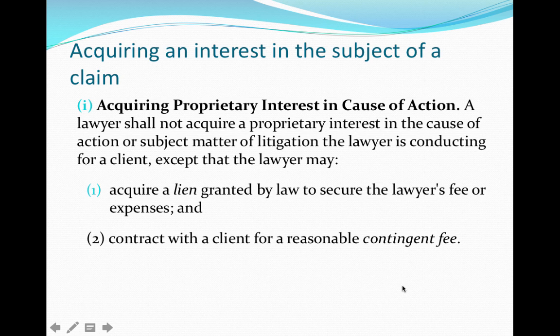So another way that there might be a potential conflict is if the lawyer tries to take some sort of proprietary interest in the cause of action. So the lawyer can't take on a cause of action and say, I'm going to be included in part of the recovery beyond the fee. The only type of ownership interest in the cause of action might be a lien to secure the lawyer's fee and expenses, or a contract with the client for the reasonable contingent fee.